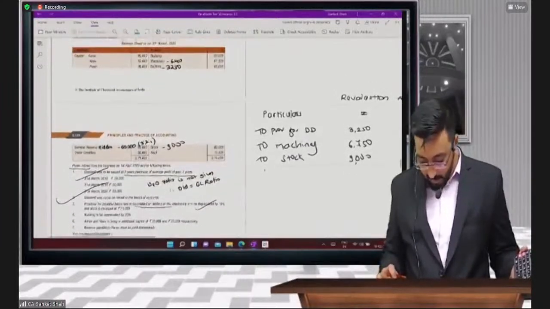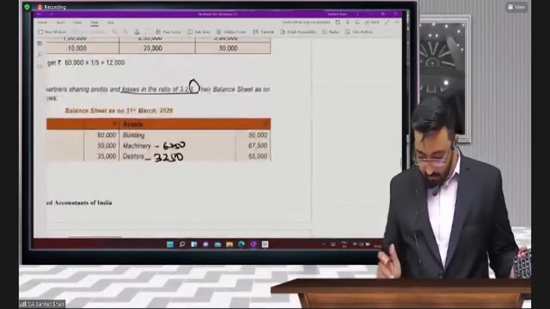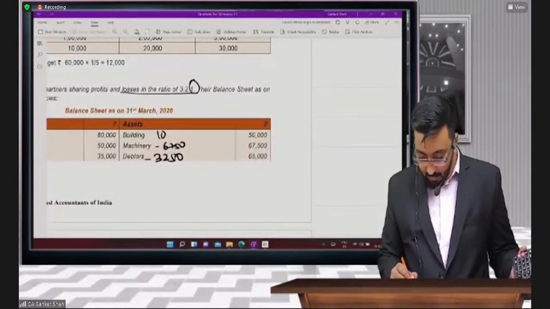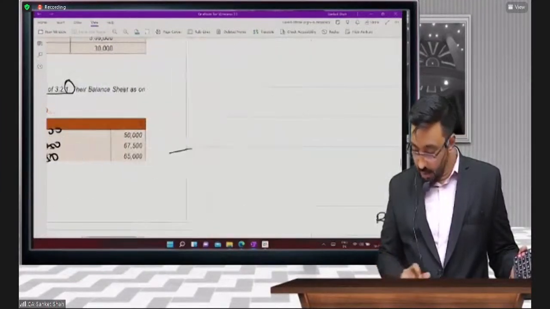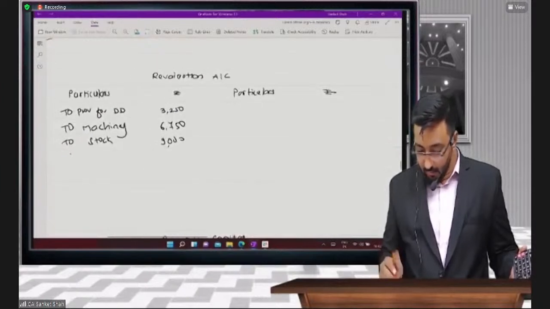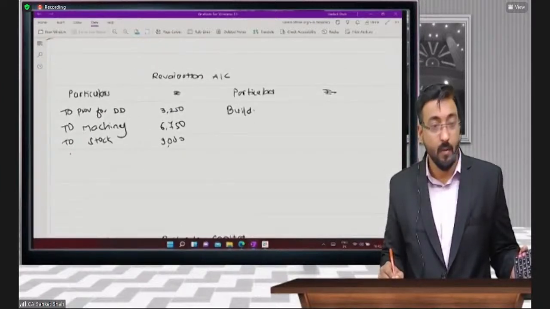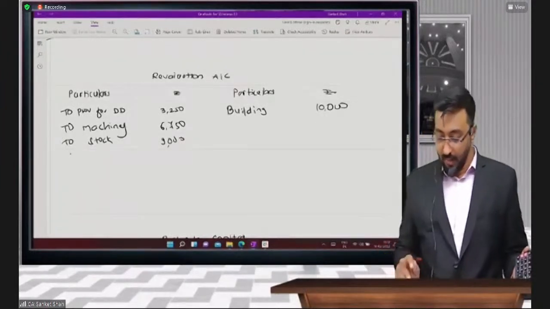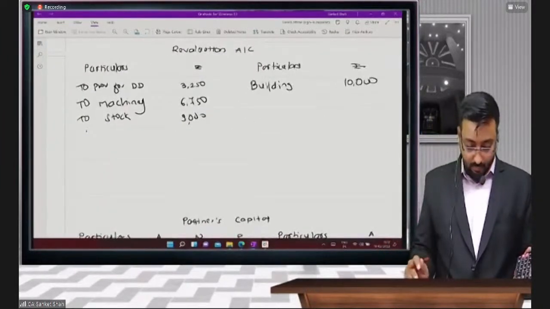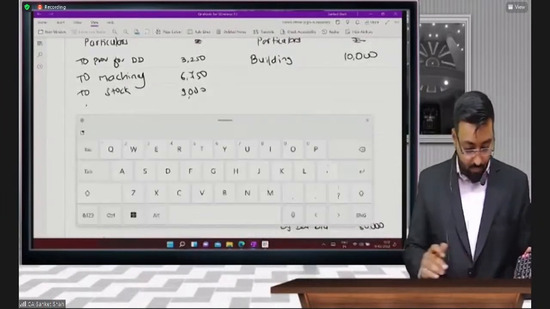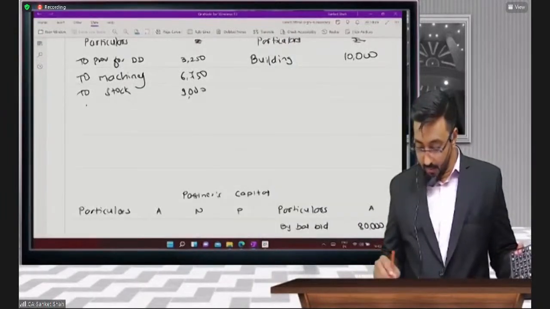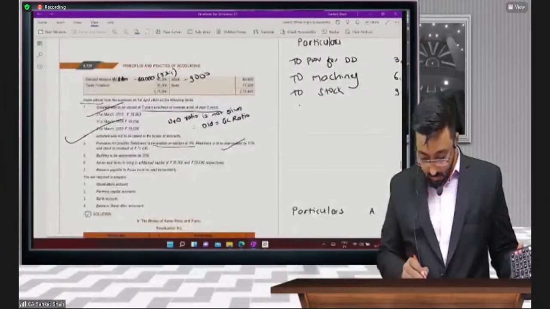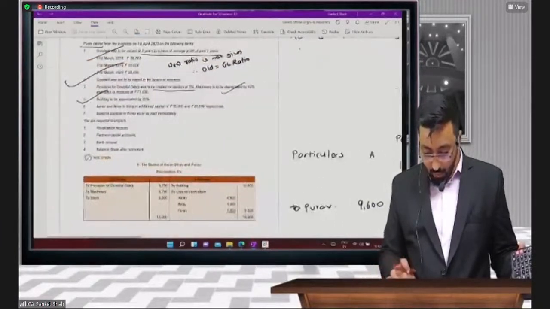Building appreciated by 20%, 10,000. So building on the credit side, 10,000. Okay. So here beta, building over. So two effects over.